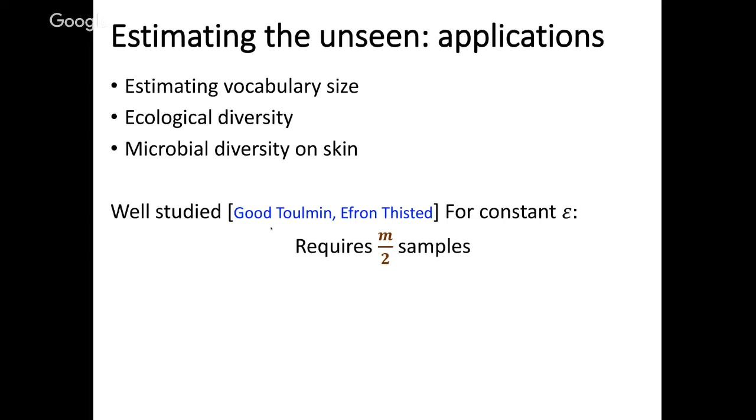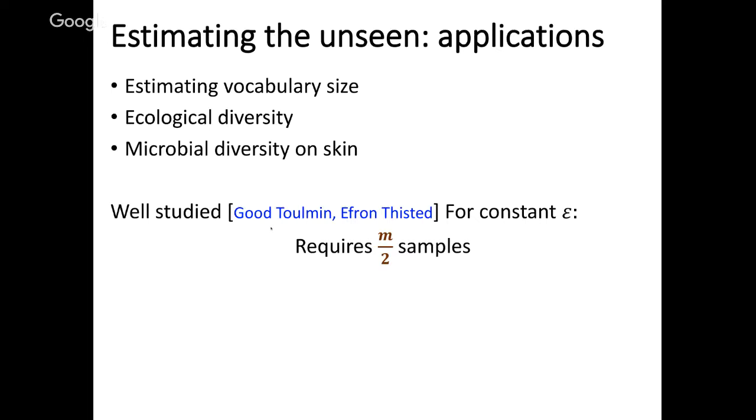In other words, if you want to estimate the normalized coverage, the expected number of distinct things that you see up to a constant factor, then you can do it by only seeing M over 2 samples. So if I see 1,000 samples, I will be able to say how many distinct symbols I'm going to see if I see 1,000 more samples.